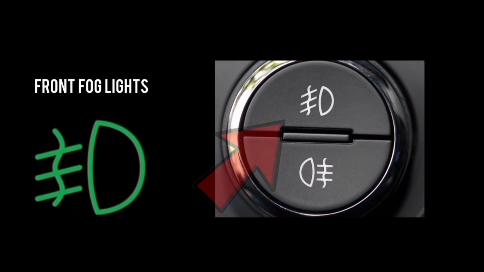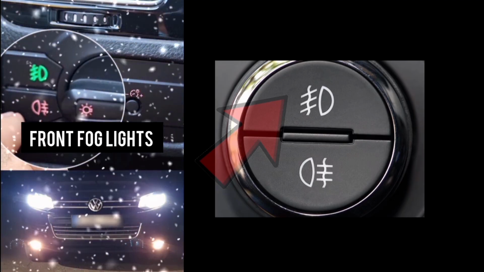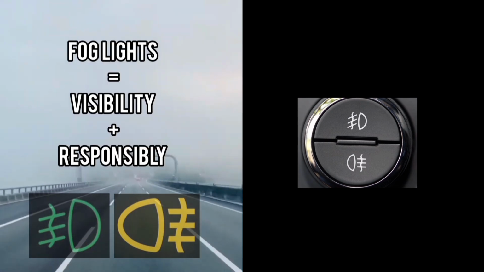And this is your front fog light symbol. Front fog lights help you see better in fog, rain or snow. They light the road low and wide without blinding others. Front or rear fog lights are safety tools.